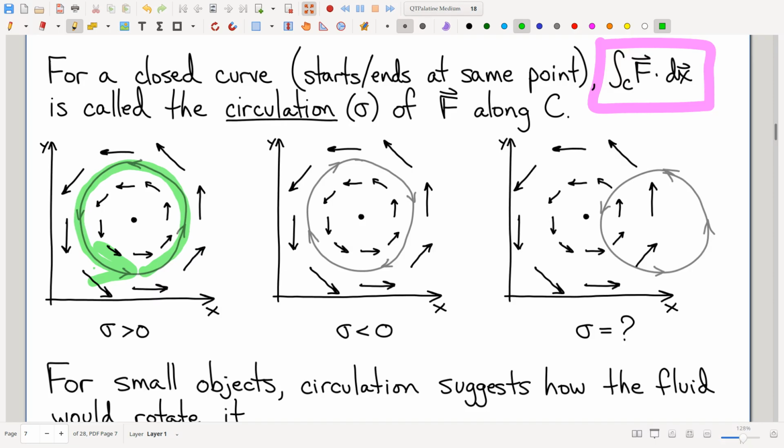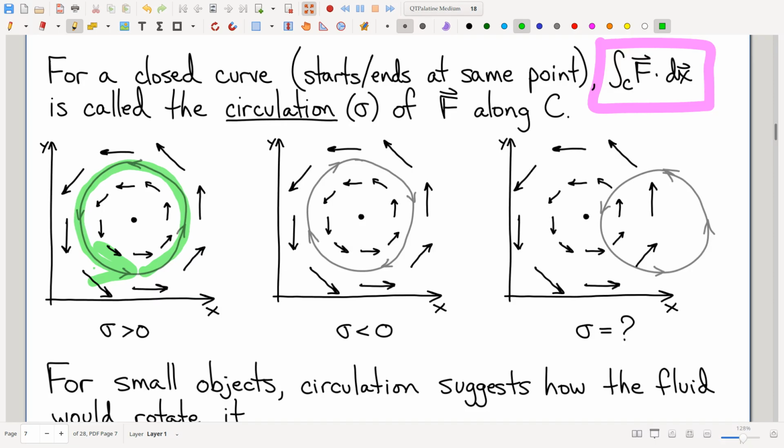Okay, so let's connect the dots again. The line integral represents how the fluid is going around the curve. The curve is going around in a circle. You connect those two together. And a reasonable interpretation is that the line integral represents the extent to which the fluid is representing a flow that's going around in little circles in some sense.